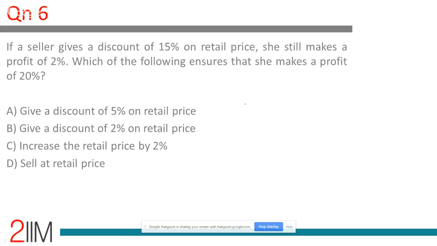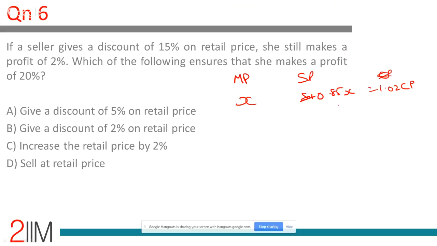The seller gives a discount of 15% of retail price. She still makes a profit of 2%. Which of the following ensures that she makes a profit of 20%? Cost price, let's say, selling price X. So the marked price is X. So selling price would be 0.85X, which is giving a 15% discount on retail price. She still makes a profit of 2% on cost price. This is equal to 1.02 times cost price.